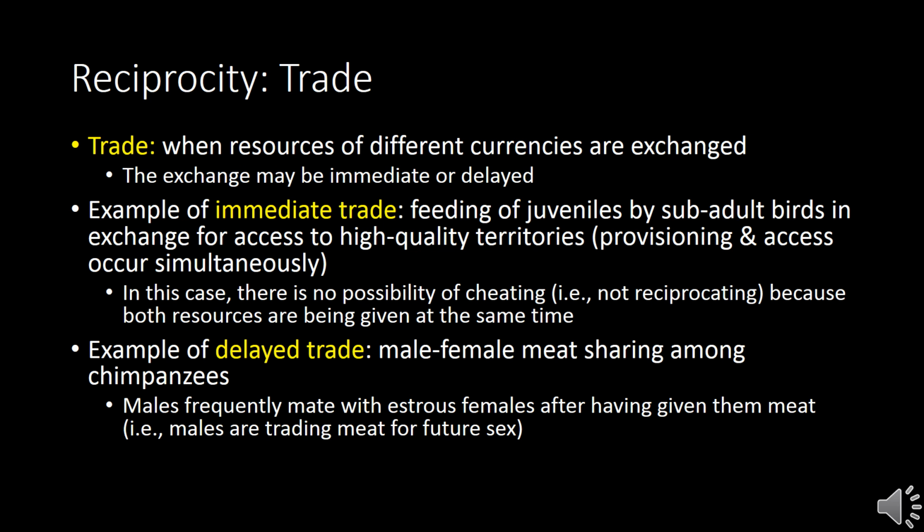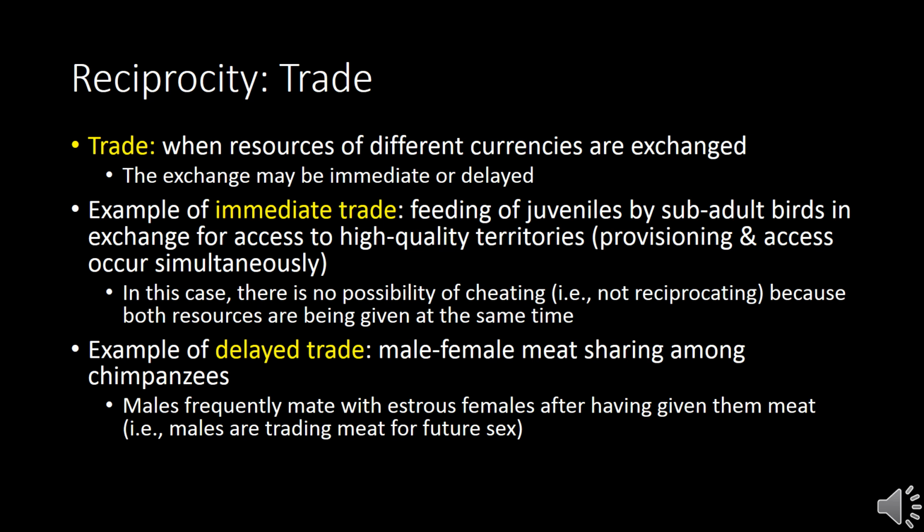The second form of reciprocity is trade. In trade, resources of different currencies are exchanged. This exchange may be immediate or delayed. An example of immediate trade is the feeding of juveniles by subadult birds in exchange for access to high-quality territories. In this case, the provisioning and the territorial access occur simultaneously. Here there's no possibility of cheating, that is, of not reciprocating, because both resources are being given at the same time.